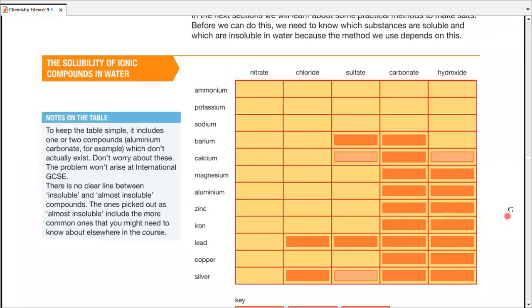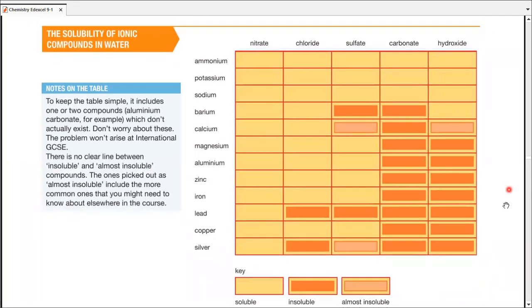Now, notice this table does not even have iodide. This table does have lead. You can see the lead over here. This table might have nitrates or chlorides or sulfates or carbonates or hydroxides, but this table does not have lead iodide.